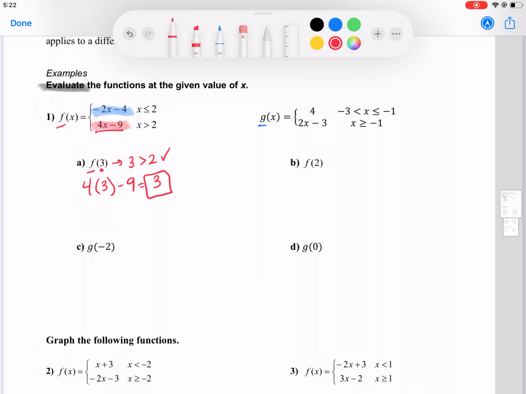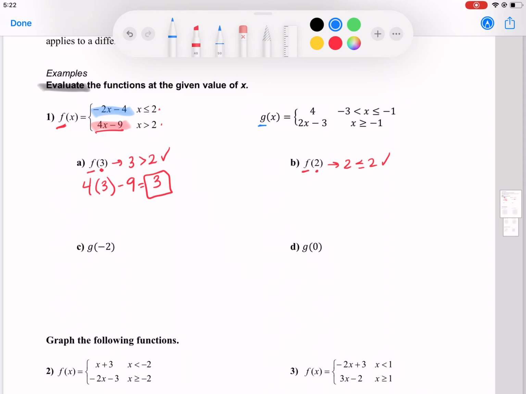So let's go to the next problem. Once again, we'll check to see if the functions match. They do, so they're both f's. And we have a 2 this time, so once again, we have to decide which of these two it matches with. So is 2 less than or equal to 2? In fact, it is, because it's equal to. So this one works, meaning we're going to use the top equation.